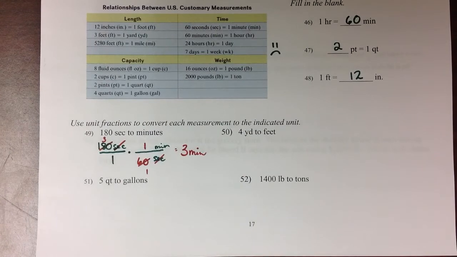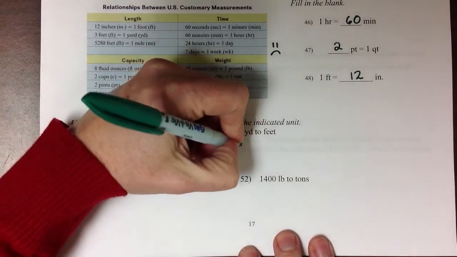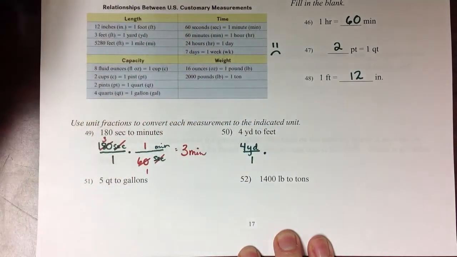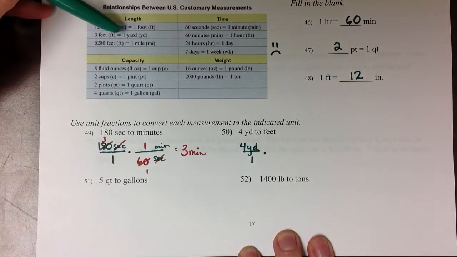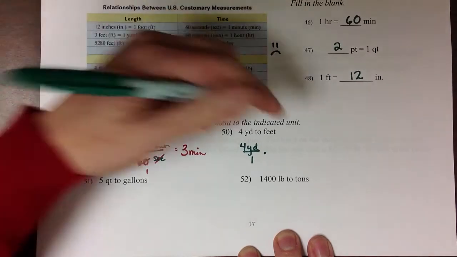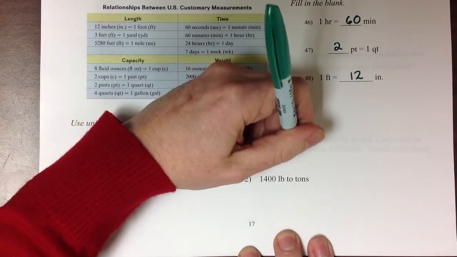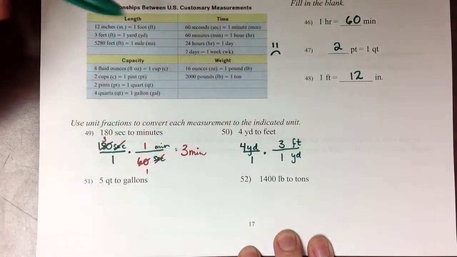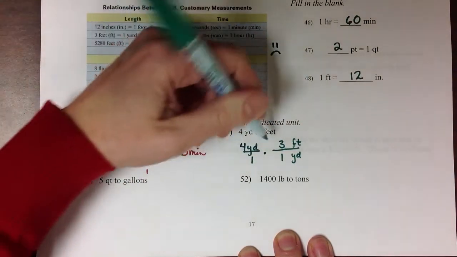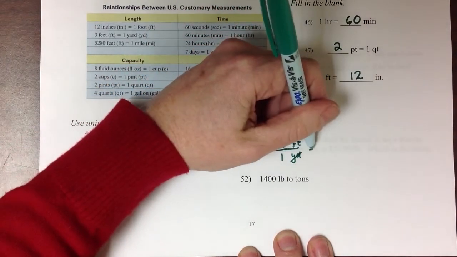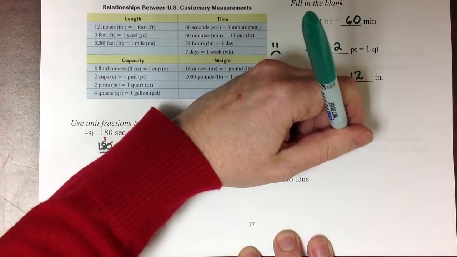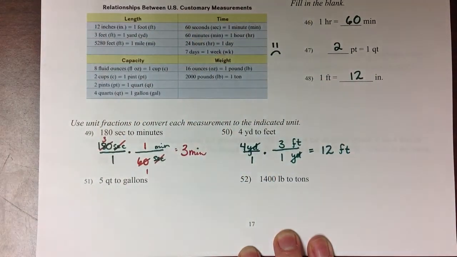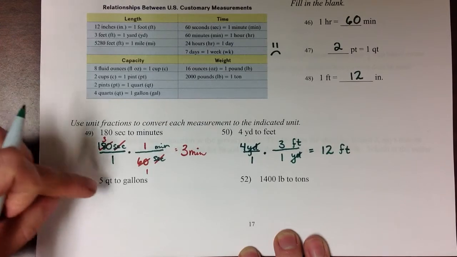Converting yards to feet works the same way. I put 4 yards over 1. I have to refer to my table to see that 1 yard is equal to 3 feet. And I create a unit fraction with that information that will allow the yards to cancel out, leaving me with the unit feet, and 4 times 3, 12, for a total of 12 feet.